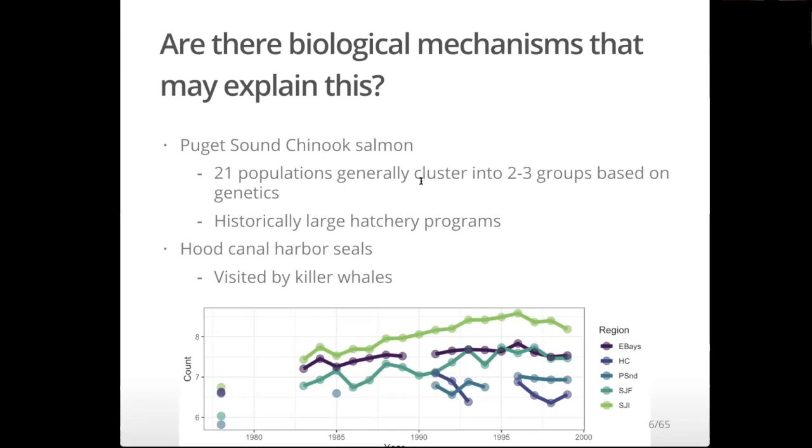Another example is the shared dynamics of some of the harbor seal trajectories that we've been working with in Puget Sound. Some of them are affected by the presence of killer whales, for example, that are predators, while others are immune to that. So I think we're interested in potentially including that external information in addition to the spatial information.